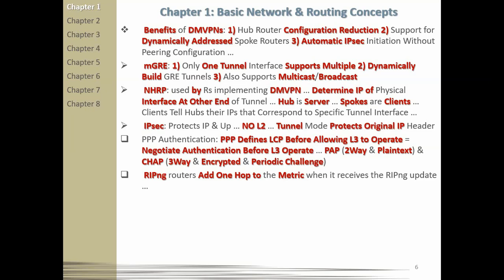When you add a new spoke router to a DMVPN deployment, you do not change, as I said, the configuration on the hub or any other current spoke router. The new spoke router is configured with hub information, and that's it. When it starts up, the spoke dynamically registers with the hub.